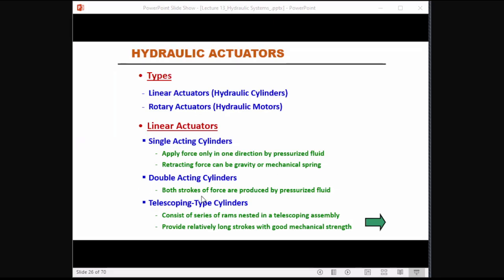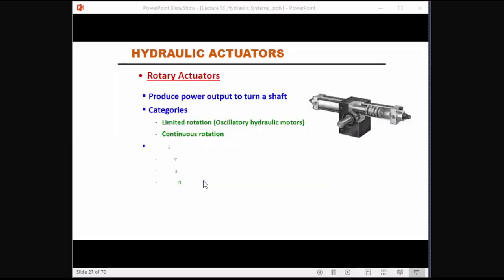Okay, then double acting cylinder: both strokes of force are produced by pressurized fluid. We need to give an inlet and outlet to our cylinder for pressure, and again on the other side we need to give an inlet and outlet to our piston. Okay, I will show you a picture of a double acting cylinder.